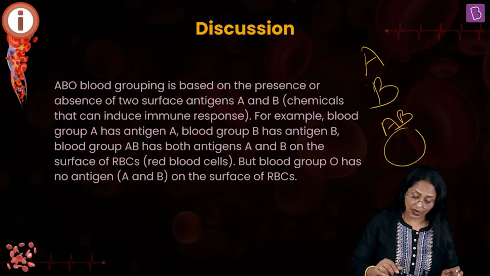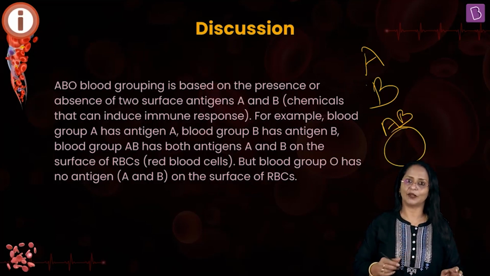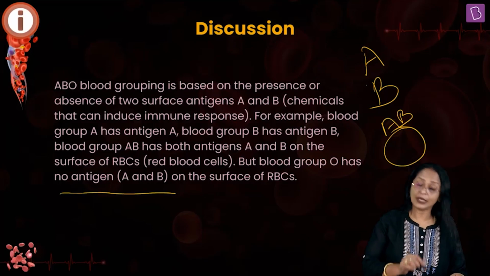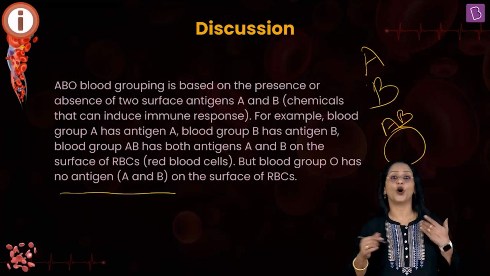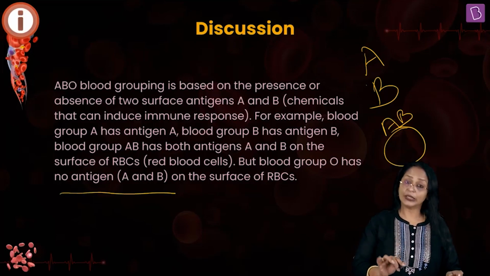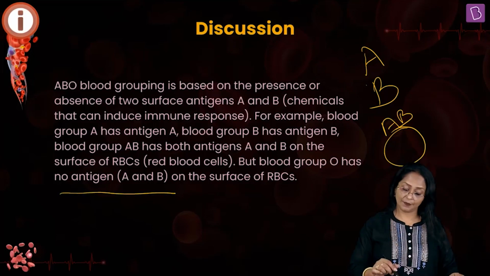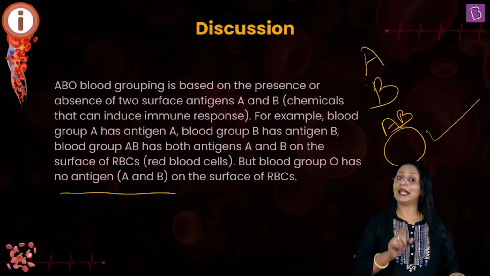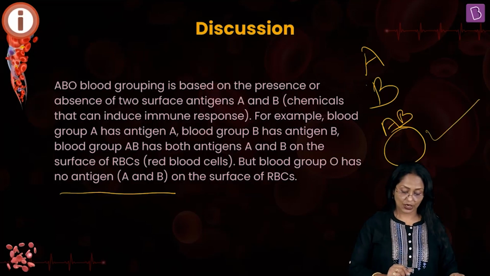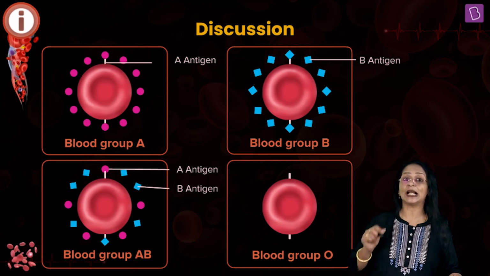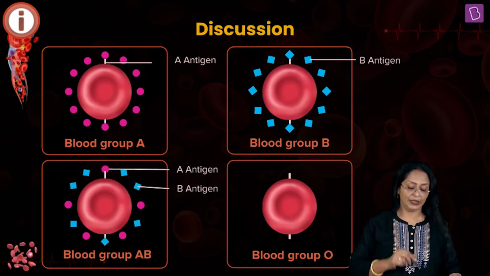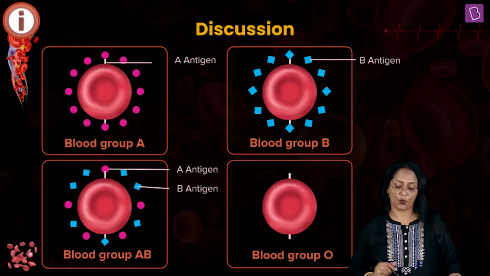And the person who has the O blood group, I wrote a big O, does not have any antigens, neither A nor B. So remember, children, that this blood group does not have any antigens on its surface. Now if you look at this image, you will get an idea: antigen A, so blood group A; antigen B, so blood group B; here both antigens, so blood group AB; here no antigens, so blood group O.